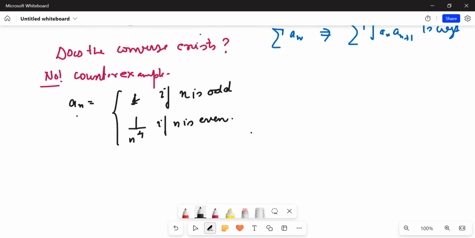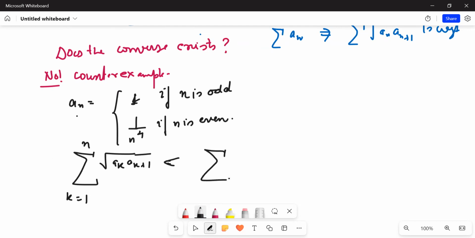If n is even, you see that if I just try to find this, the sum from k equals 1 to n of root over ak into ak plus 1, it would be simply less than the summation k equals 1 to 2n. Why did I go to 2n? Because in order that I can create pairs here, ak into ak plus 1.